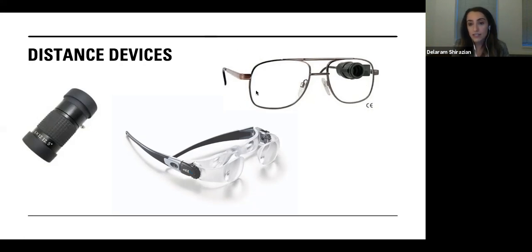And then the last distance device here is a pair of glasses with a telescope attached to them. Oftentimes, these are called bioptic telescopes, and they can be utilized for driving in certain states. So you don't look through the telescope the entire time, but it's almost like having a side mirror on your car. So you're looking out of your regular distance glasses, and then you can tilt your head down and look through the telescope when you need to see something small and far away. So these can be utilized for driving in certain situations or just day-to-day life.